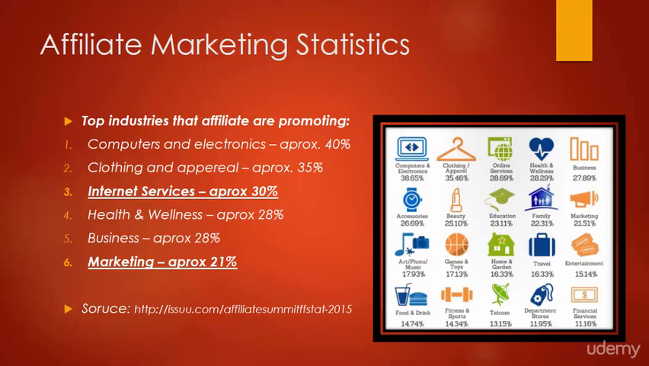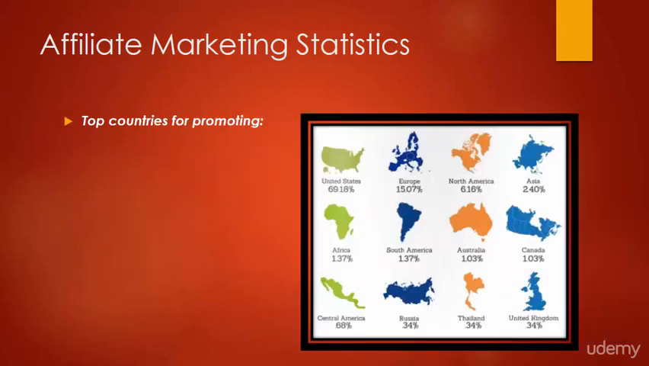So these are the top niches that affiliates are promoting and are making money from. Now let's have a look at the top countries, the top markets that affiliates are promoting in nowadays all over the world. In the first spot we have the United States, almost 70%. In the second spot we have Europe, about 15%, and then we have North America overall with 6%. So these are your top markets if you want to promote something.